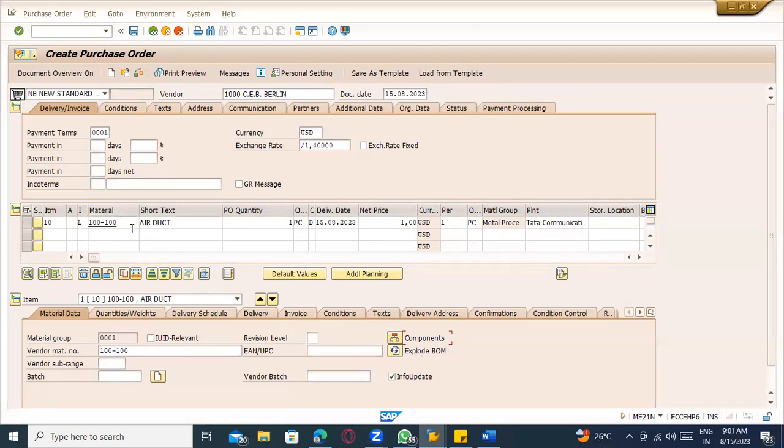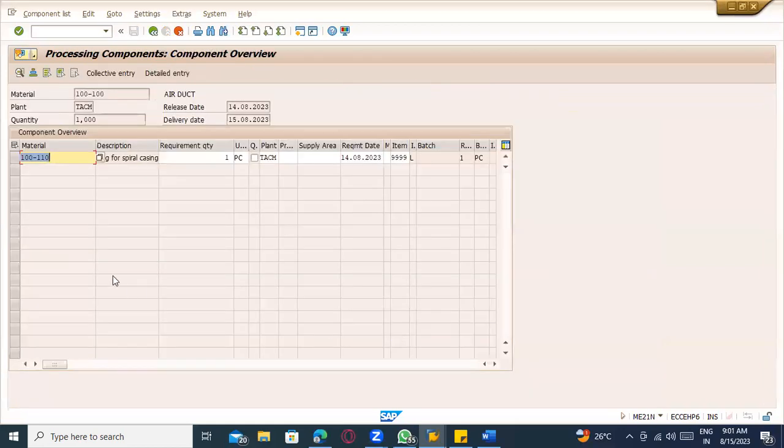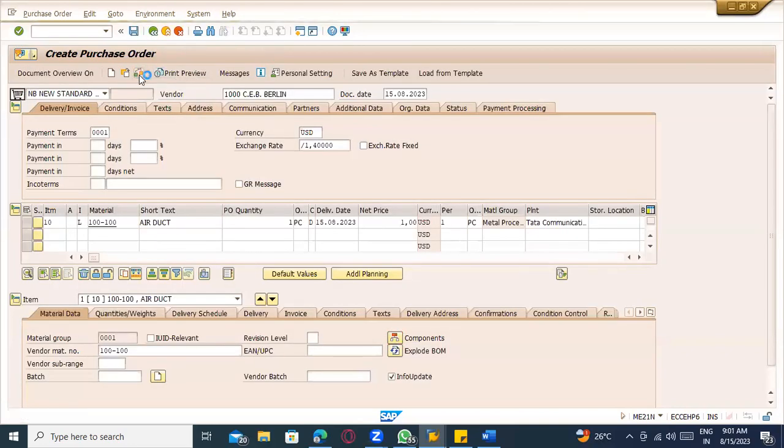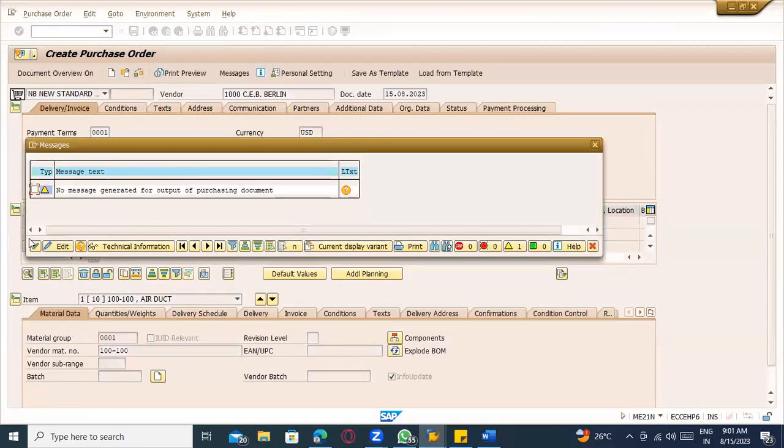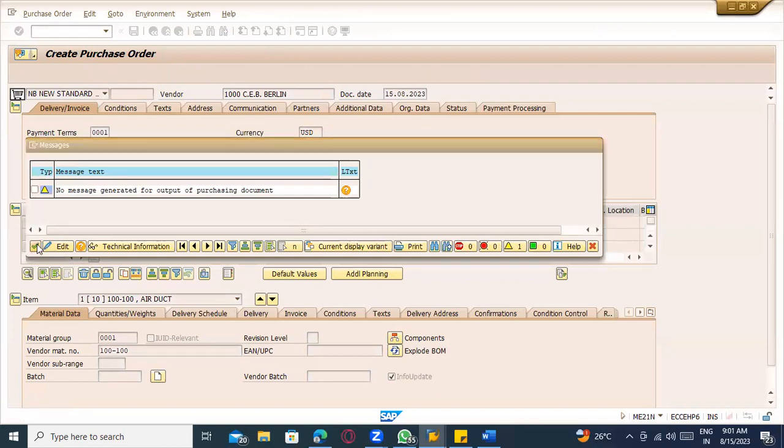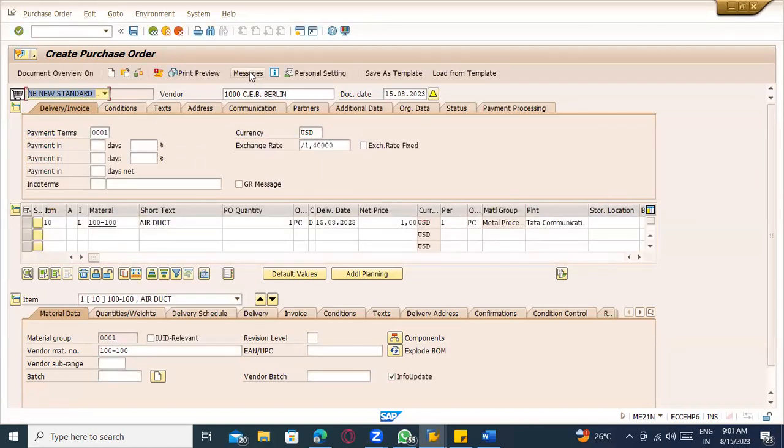Here I don't have that, so the system is telling me to please enter the components because it didn't find them automatically. I entered that. Now I click on check and see if any messages are there. This is a warning message, related to output determination. That's okay. Now I've created the subcontracting purchase order.